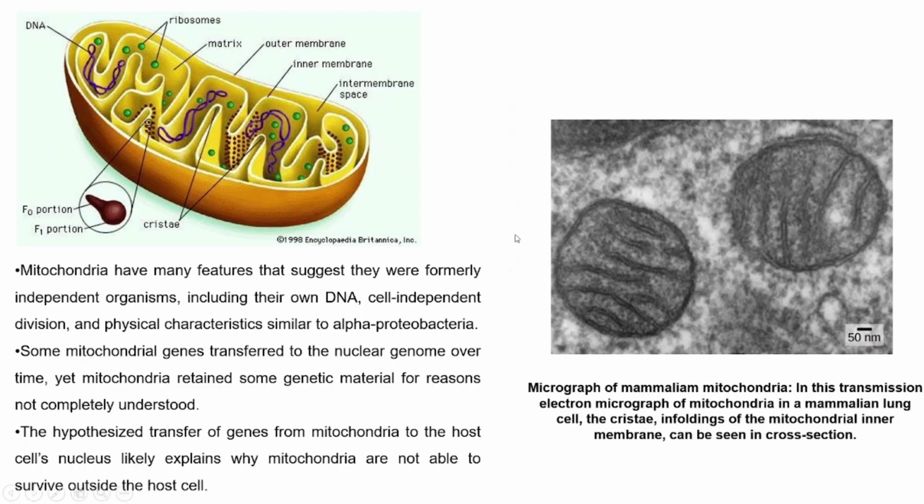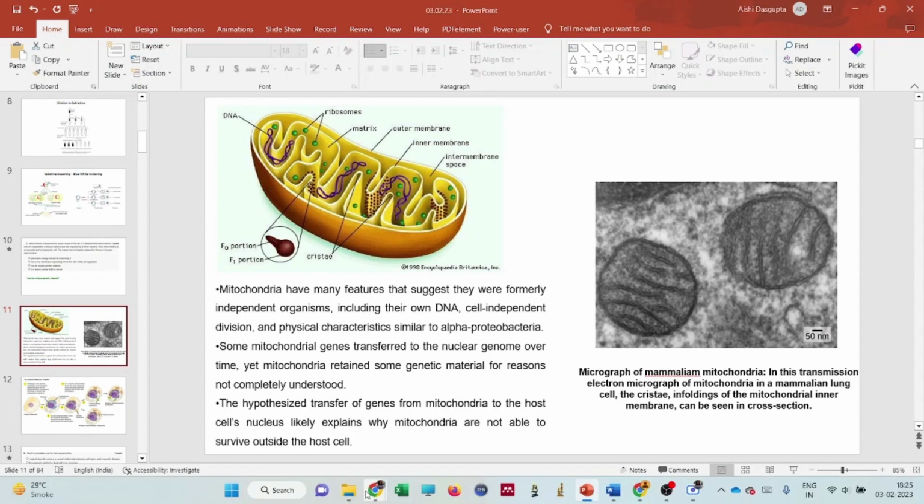So why do we think that mitochondria might have been independent organisms? Because they have a lot of features that other organelles lack. They have their own DNA, they do cell independent division, and their physical characteristics are quite similar to alpha proteobacteria. Scientists have discovered that some mitochondrial genes have transferred to the nuclear genome over time, yet mitochondria still retain some genetic material for reasons not completely understood.